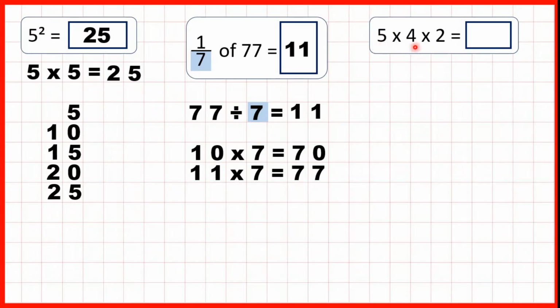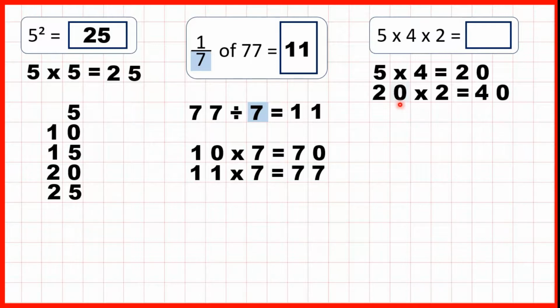Now 5 times 4 times 2. So we could start with 5 times 4, which is 20, and then we take that 20 and multiply it by the other number in our question, so 20 times 2. That's 40 because 2 times 2 is 4, and then if we have one 0 in the question, we need one 0 in the answer. So 5 times 4 times 2 is 40.